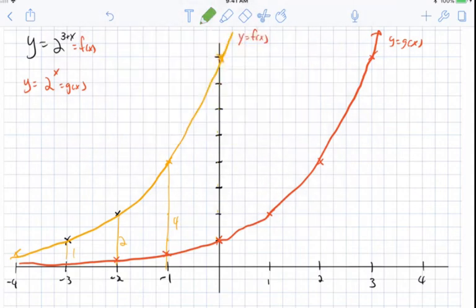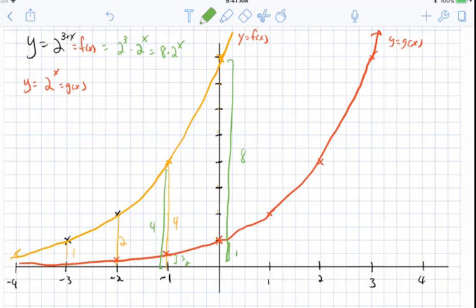I can write this as 2 to the 3 times 2 to the x, or 8 times 2 to the x. In other words, this one graph is always 8 times higher than the other one. And certainly that looks to be true. That one's 1, and this height here is 8, right? This one is a half high, and this one here is 4 high. So that relationship is definitely true. But there's something else really cool about this.